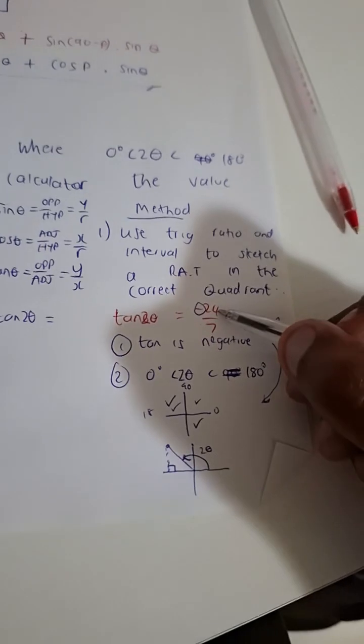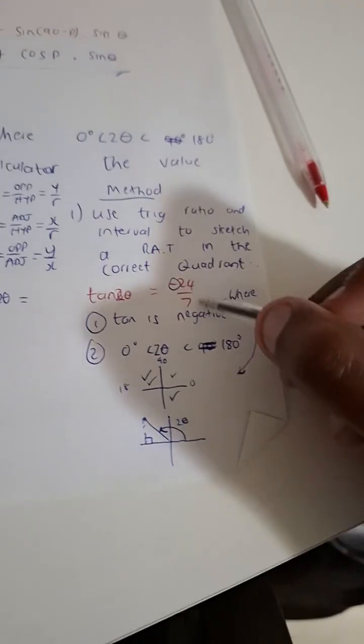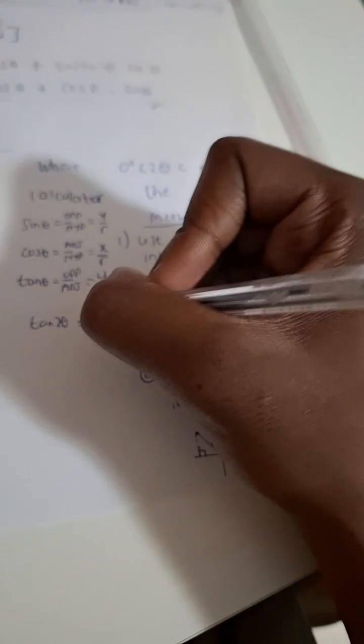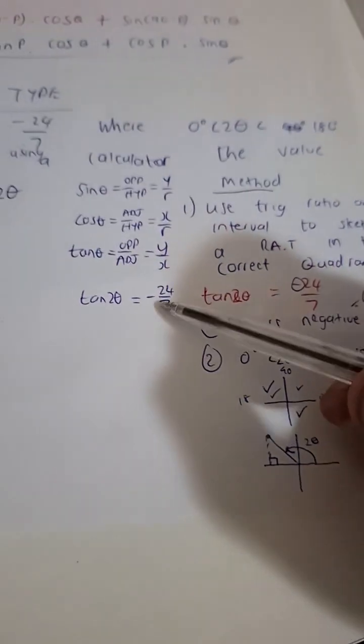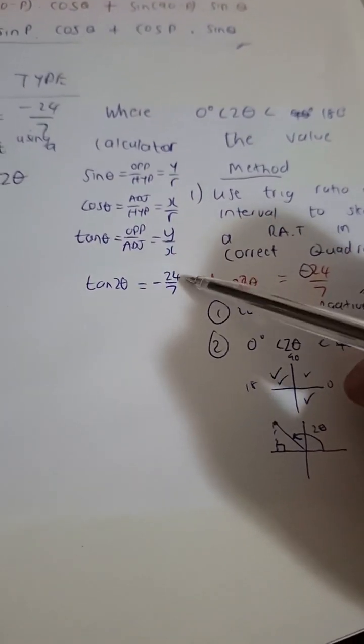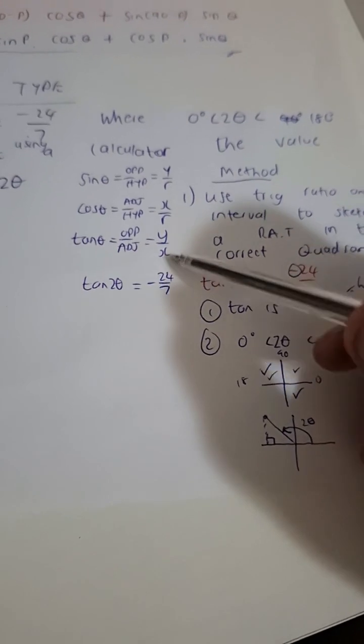Remember, this is a 24 that's negative, they are saying, and this is a 7 that is positive. But we can write the negative 24/7 when we evaluate. The negative sign is for the ratio itself. So it's a negative 24/7.